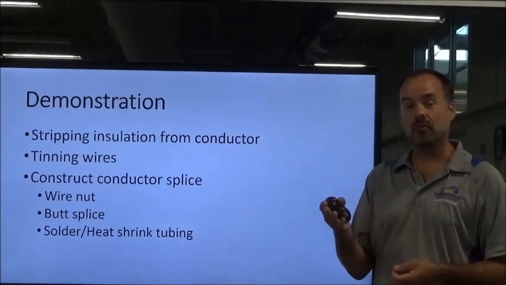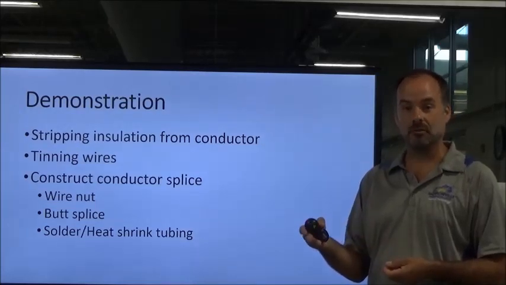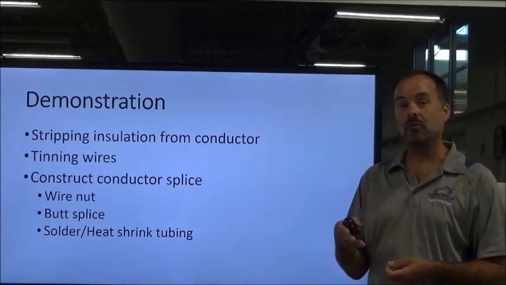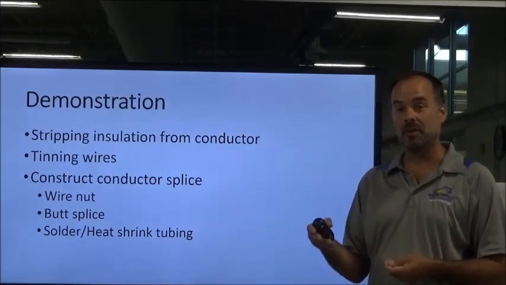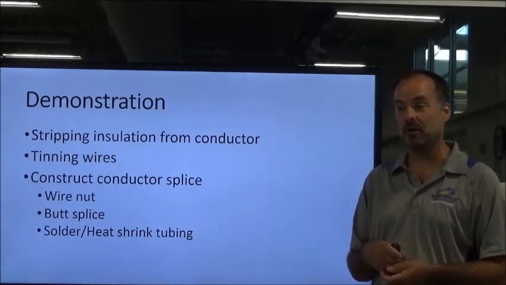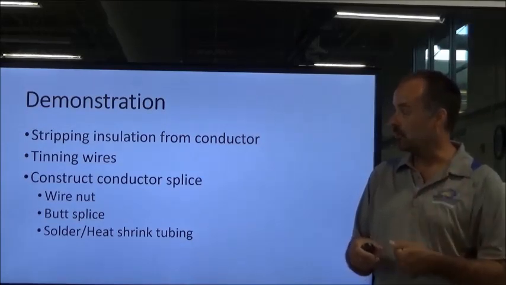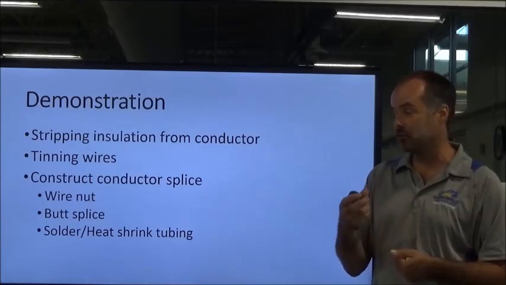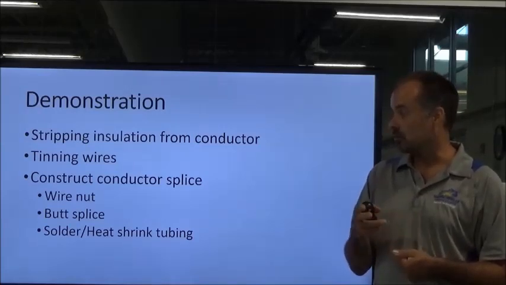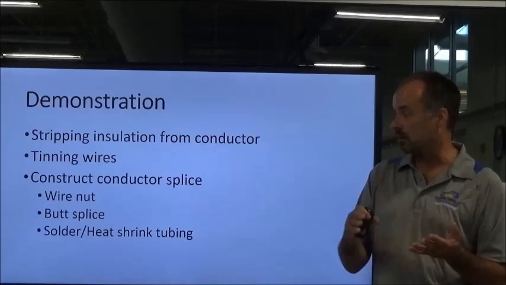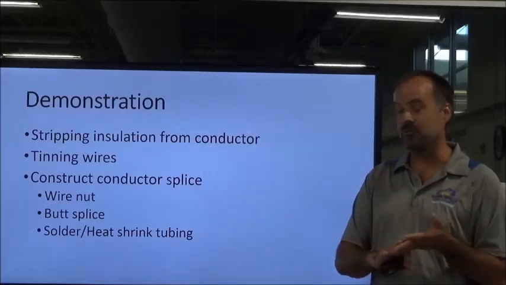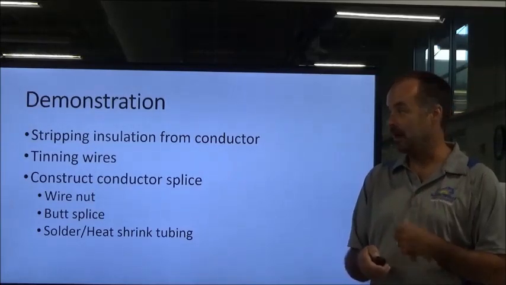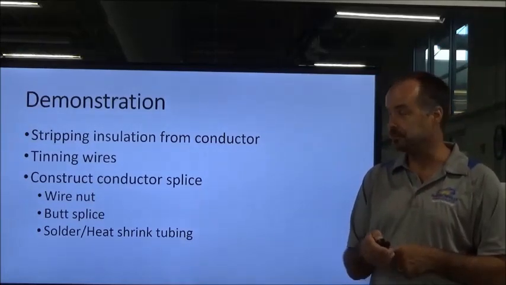So in Lesson 1, I did a short presentation on an area that I felt like needed more attention. For Lesson 2, we're not going to do another presentation. We're actually going to do a demonstration of how to use a soldering iron. We're going to do some tinning of wires. We're going to strip the insulation from a conductor using wire strippers. We're going to construct a wire splice using a wire nut, butt splice, and using solder and heat sink. So that's what you're going to be doing when you come to the lab. That's what I'm going to be showing you in my demonstration.